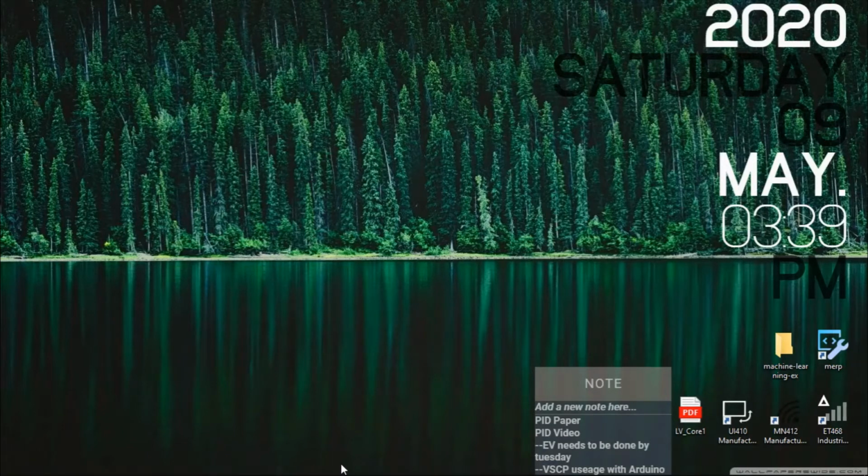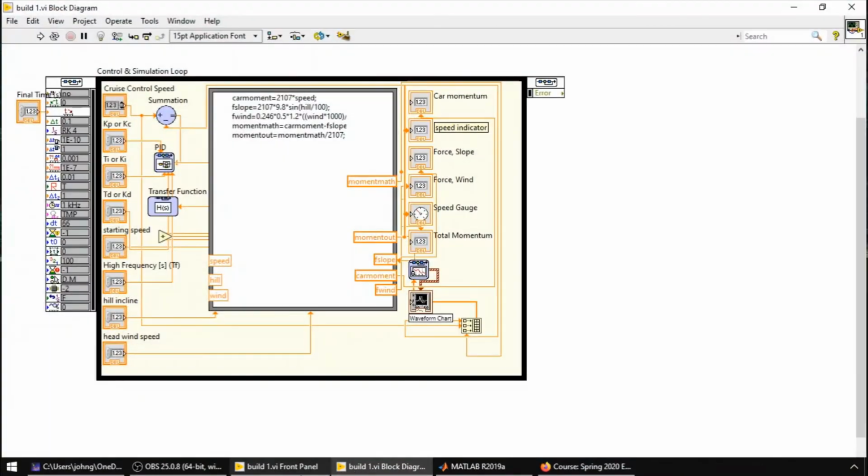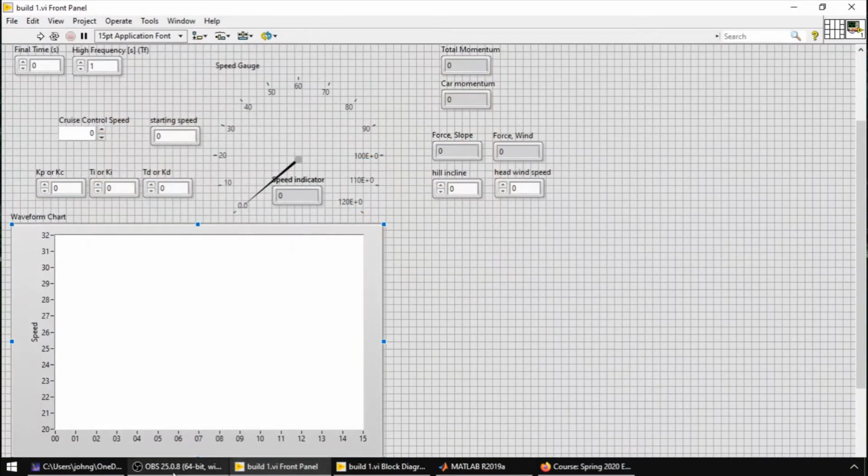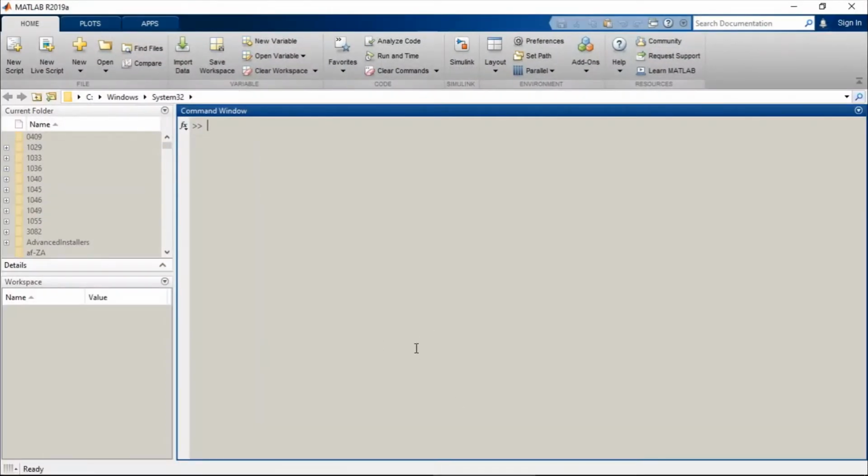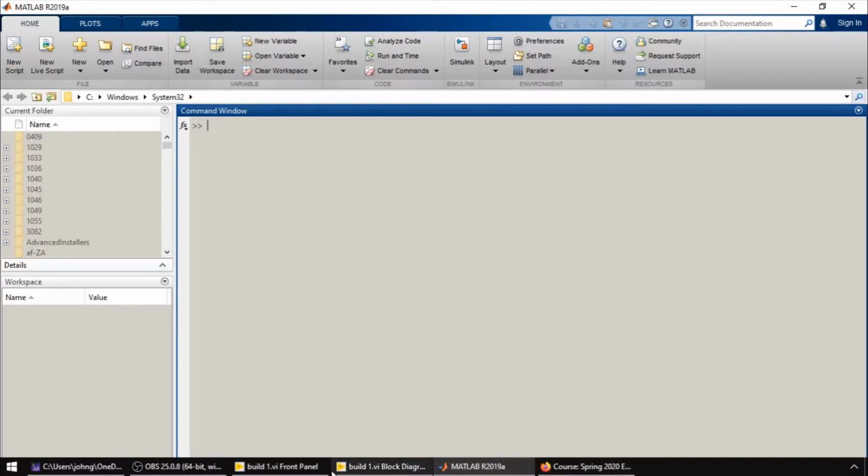The tools I used were LabVIEW, seen here. I also used MATLAB just a little bit to make sure that some of my transfer functions actually made sense, and to make sure that the curves weren't really wild or out of control, and that they all had some kind of steady state.